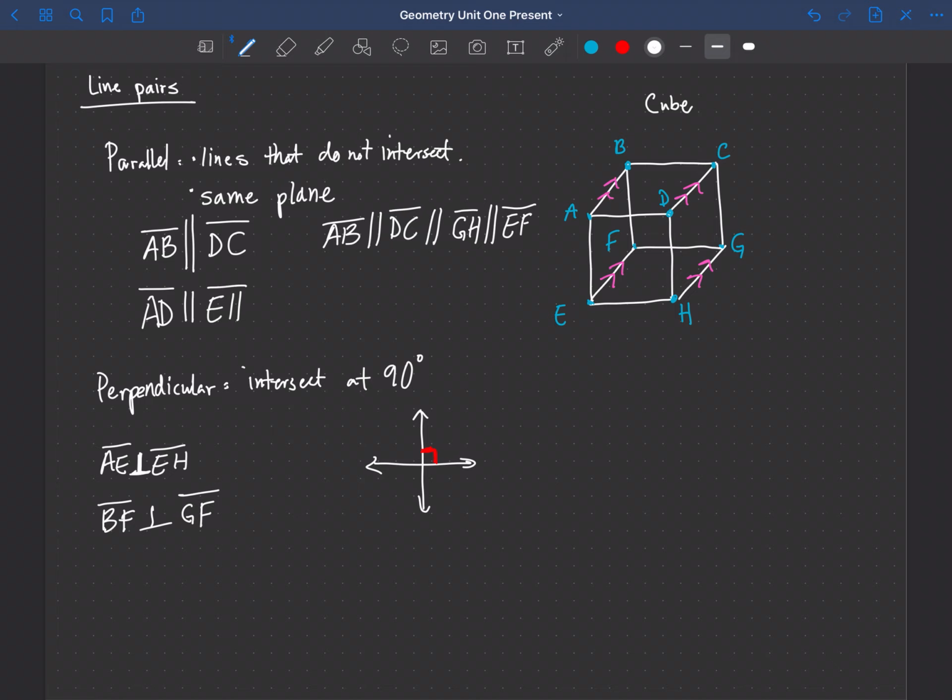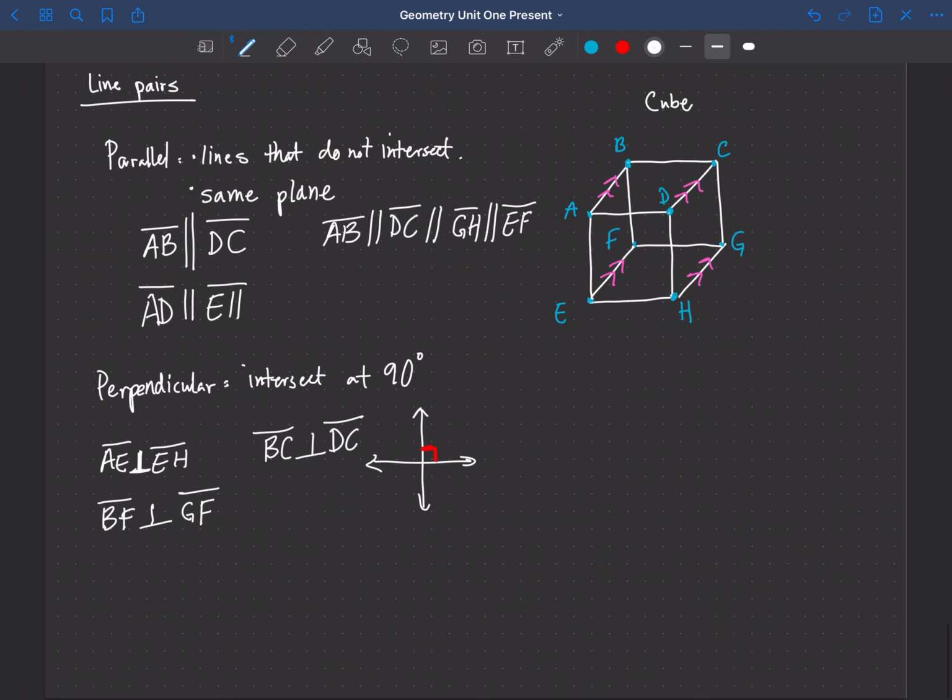One more example would be BC and DC. Now, from this angle, it doesn't look like it's a 90 degree angle, but since we are in 3D space, we know that it's just a little slanted, but since we know that this is a square on top, it's a 90 degree angle. Okay, so BC is perpendicular to DC.